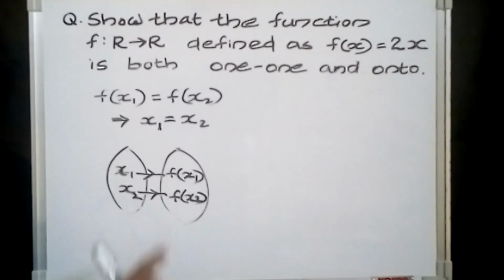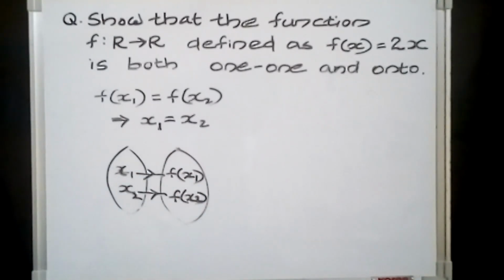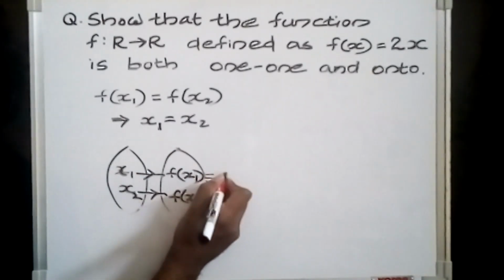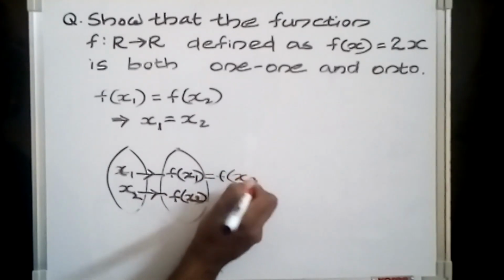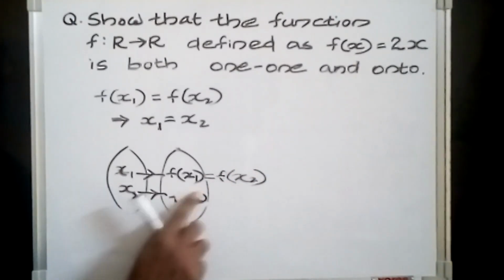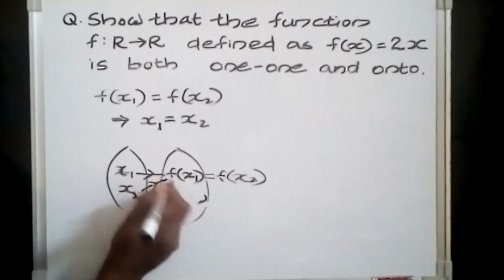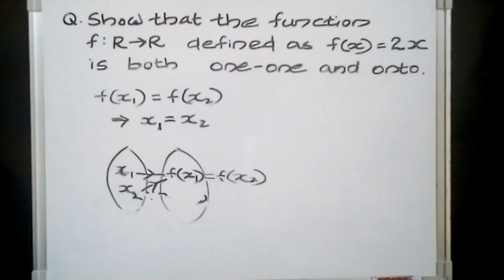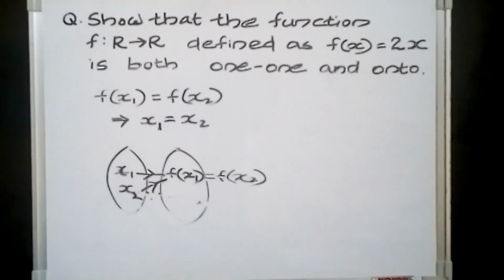Now let f of x1 become equal to f of x2. Then the arrow mark, the image of x2, is also the same point. Clearly, the function seems to be not 1, 1.